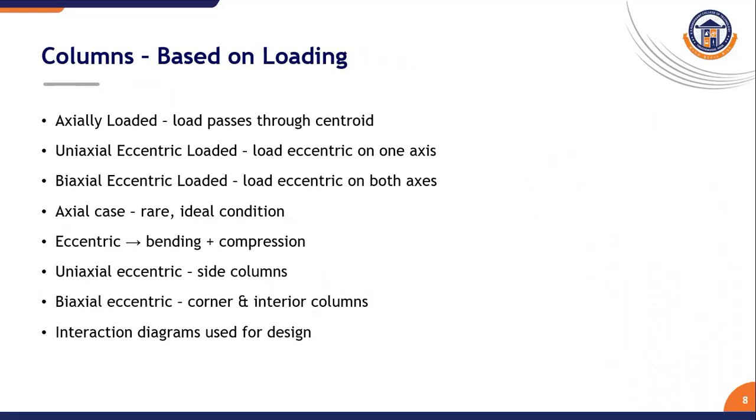Column based on loading. Columns may also be classified based on the loading. Axially loaded columns carry pure compression, but in reality, such ideal cases are rare. More common are uniaxial or biaxial eccentrically loaded columns, where the load is offset from the centroid, introducing bending. Biaxial load is often seen in corner and interior columns of buildings. Design of such columns uses the interaction curves from IS 456, requiring more reinforcement to ensure ductility and stability under combined stresses.